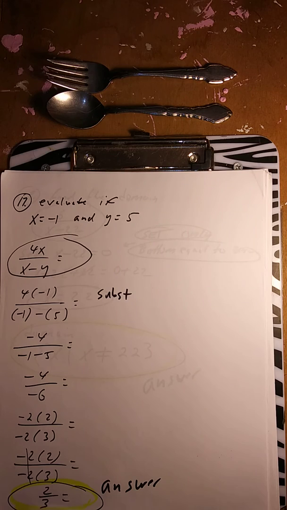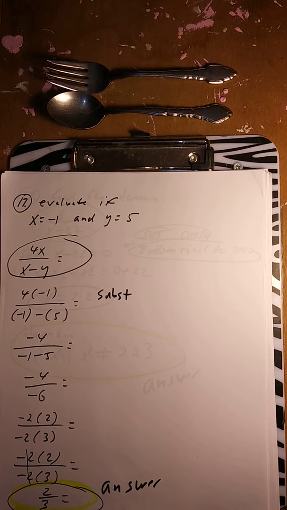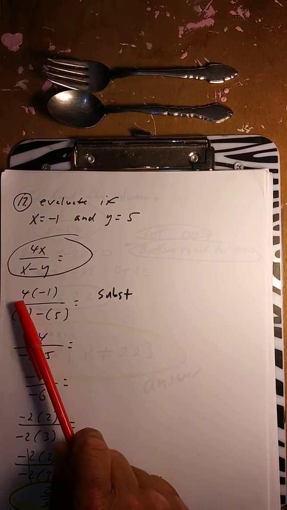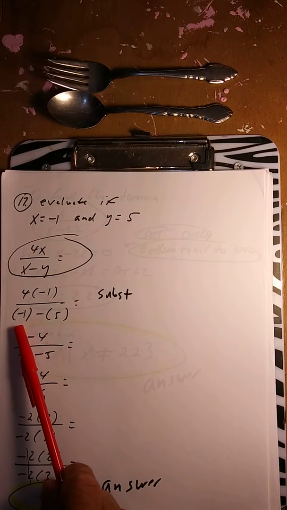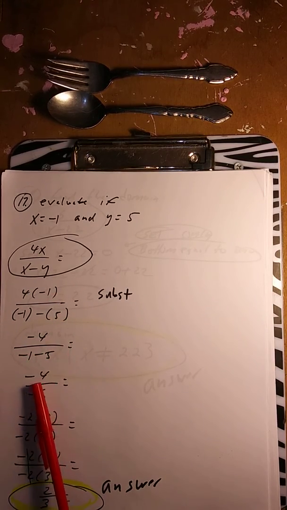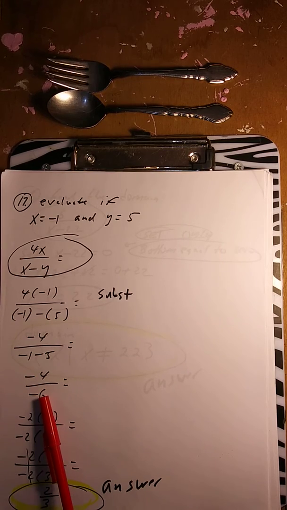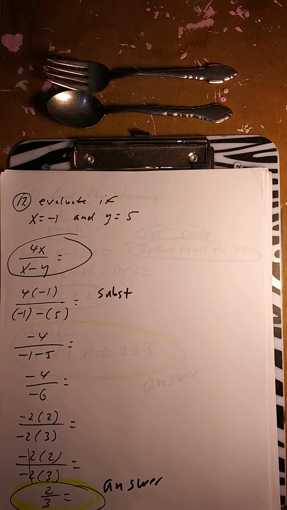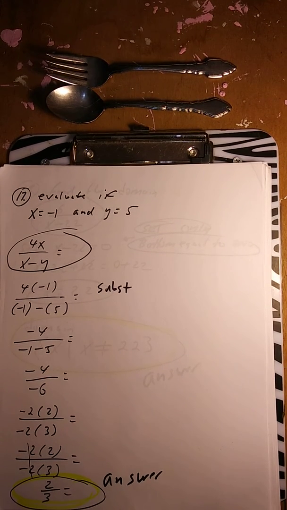Okay. So now, the next one. Evaluate if x is negative 1 and y equals 5. So how are we going to do this? Okay. So what we're going to do is we're going to substitute in there, of course. So 4 times negative 1 over negative 1 for the x and the x right here, and the y is right, 5. That's going to be negative 4 over negative 1, negative 5, which is going to be negative 4 over negative 6. Negative 2 times that, negative 2 times that, rewrite it. So now we have, this cancel out, so we have 2 over 3 left over.